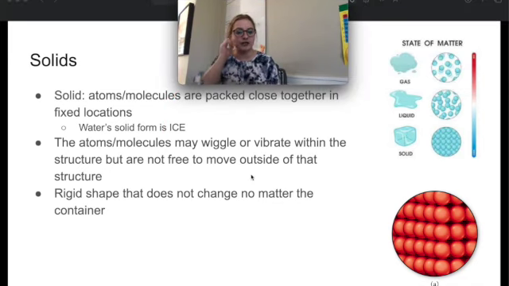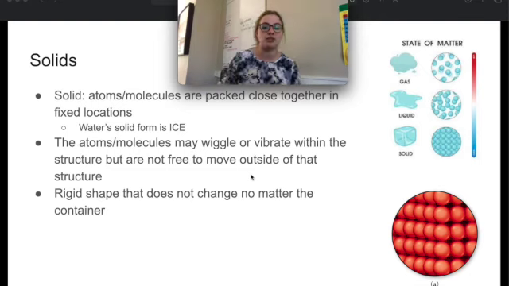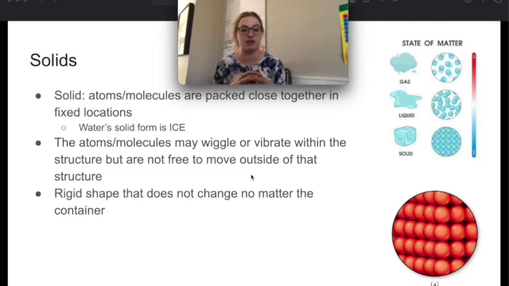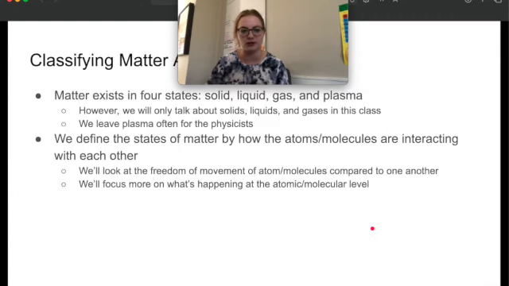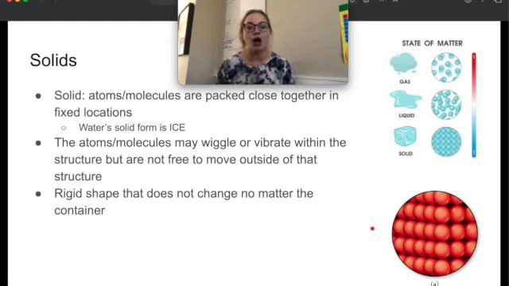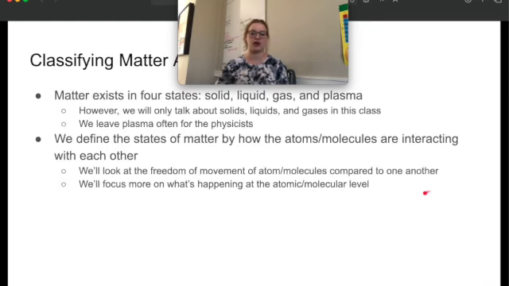So in a solid, atoms and molecules are packed close together in fixed locations, okay? I've got a picture of a solid down here in the right-hand corner of your screen. You can see that these are relatively ordered rows. Oftentimes, that's what a solid will look like. And again, you can see how tightly those are packed together. They're basically touching, if you want to consider it that way.